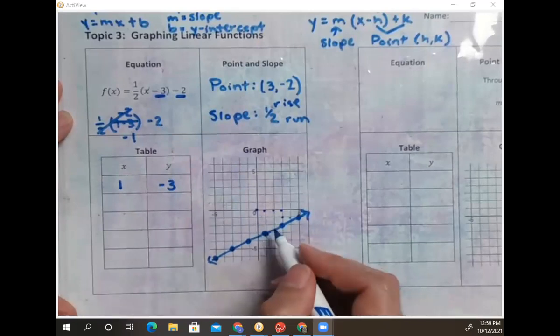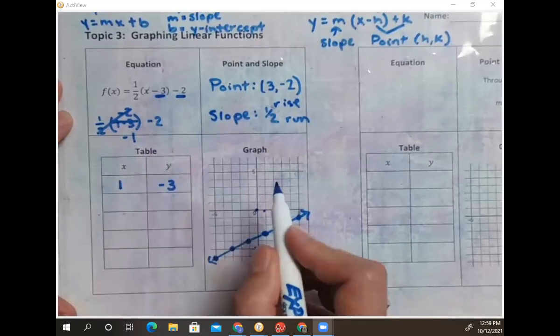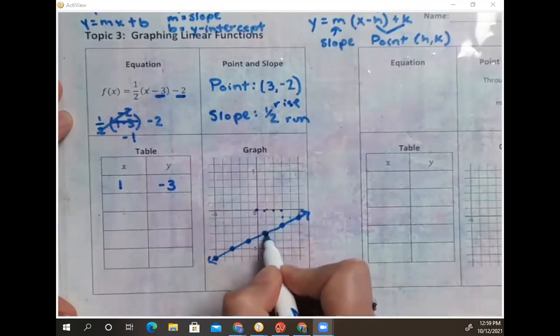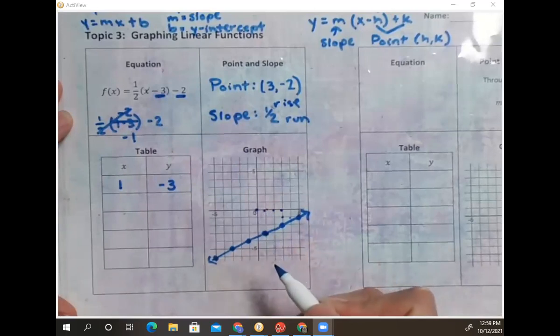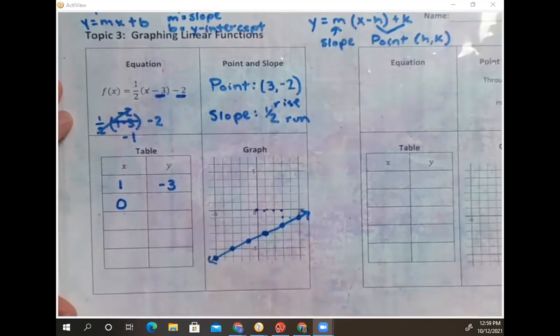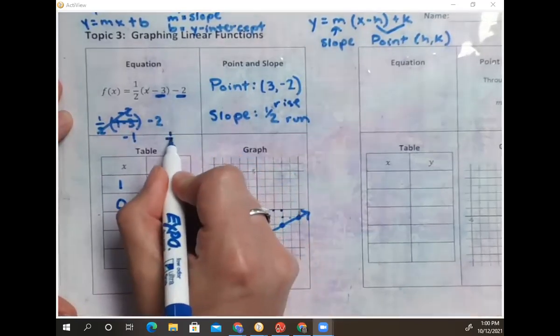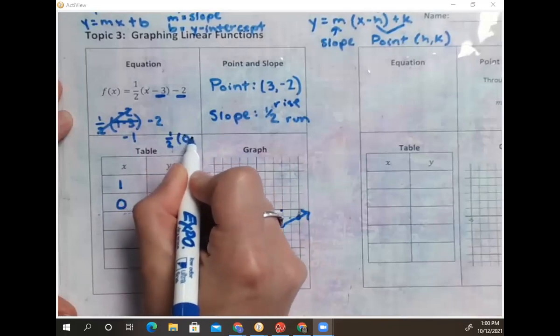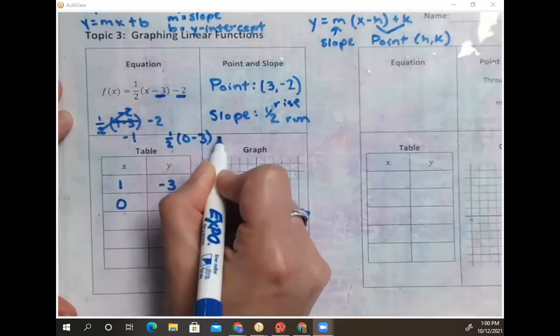And then because we actually already did a graph, we can double check this. So do I have the point (1, -3) on my graph? Yes. Okay. Now, when you're picking values of x to plug into a function, let's say I picked 0, there is a chance that I'm going to get some y values that aren't so nice. That's okay. So if I were to plug in 0 here, that would be 1/2 times (0 minus 3) minus 2.